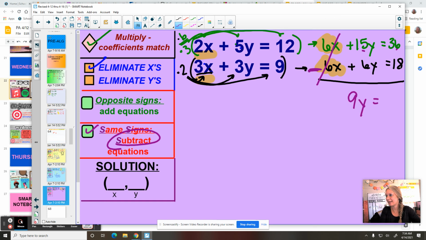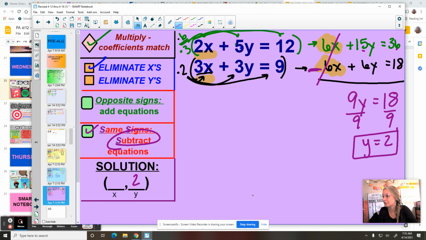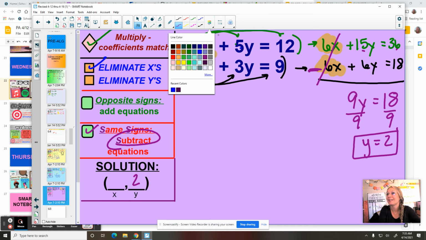36 minus 18, take a second to calculate. You should get 18. Now, this is just a simple one-step equation. Divide both sides by 9 to isolate y, and you get that y is equal to 2. Go plug that in here right away. Don't lose it.